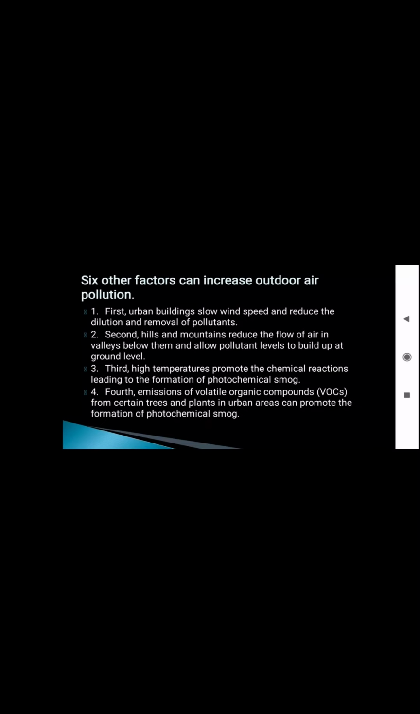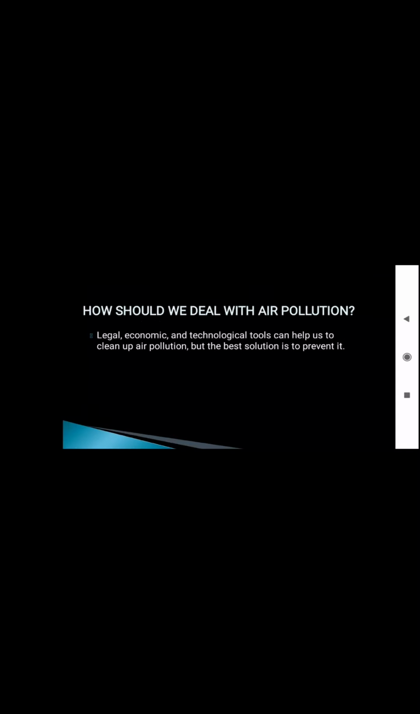So there are six other factors that can increase outdoor air pollution. First is urban buildings, which lower wind speed and reduce the dilution and removal of pollutants. Second, hills and mountains reduce the flow of air into valleys below, which allows pollutants to build up at ground level. Third, high temperature promotes chemical reactions leading to the formation of photochemical smog. Fourth is the emission of volatile organic compounds from certain trees and plants in urban areas, which can promote the formation of photochemical smog.